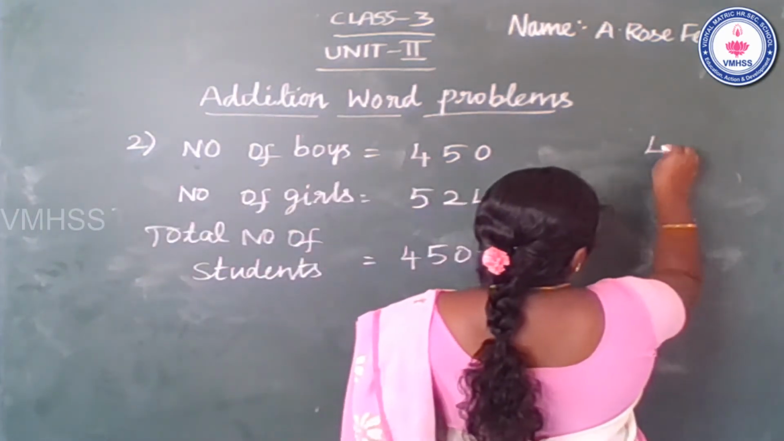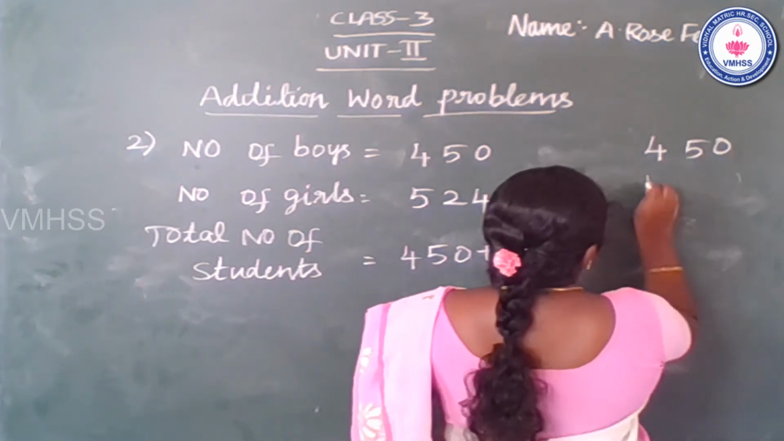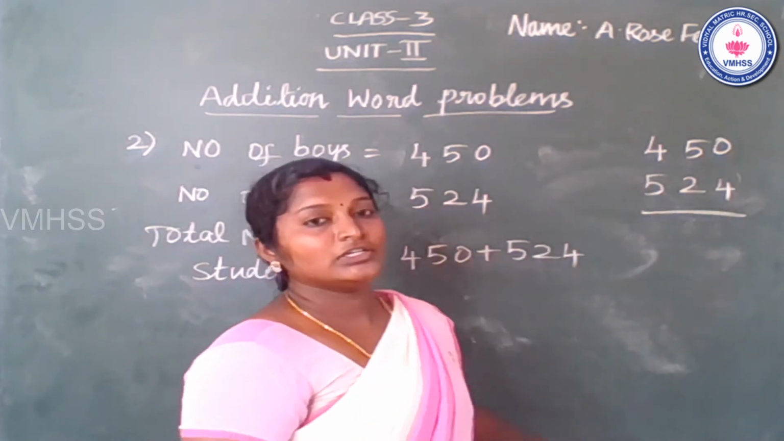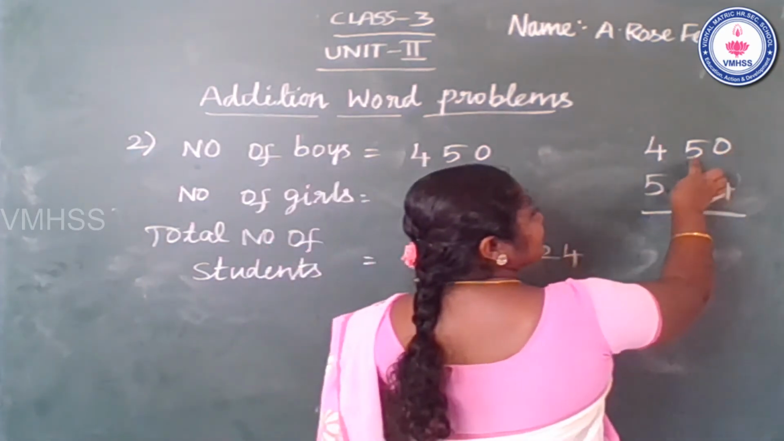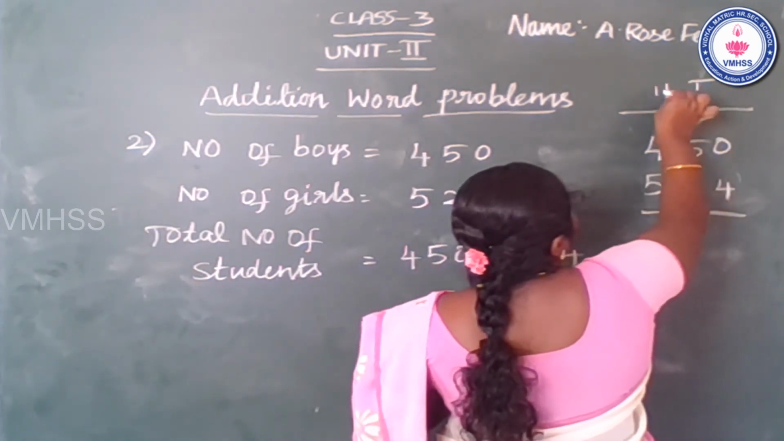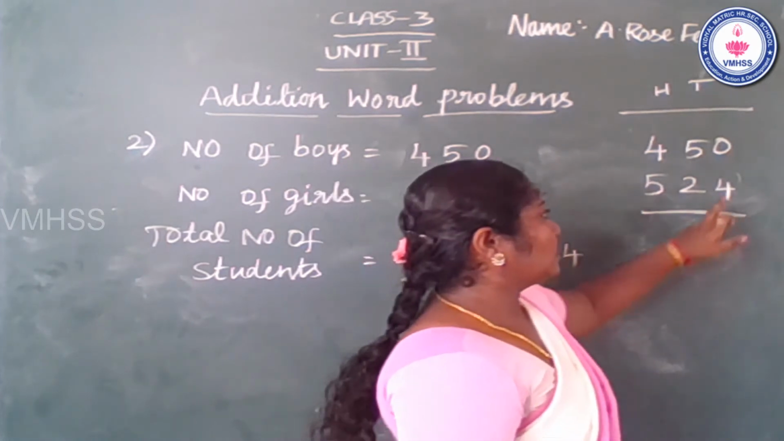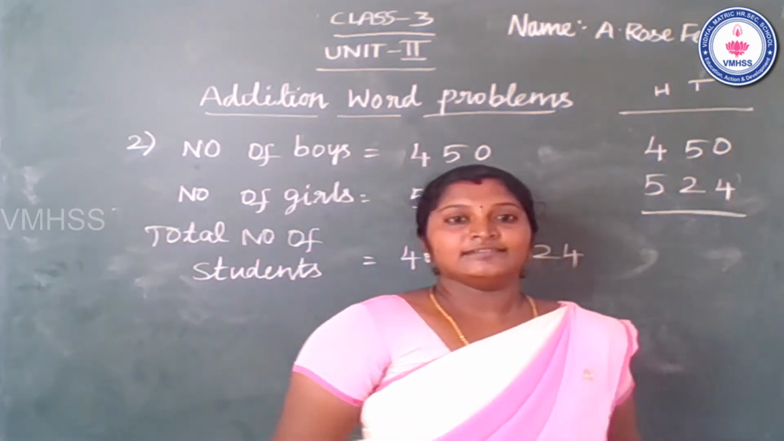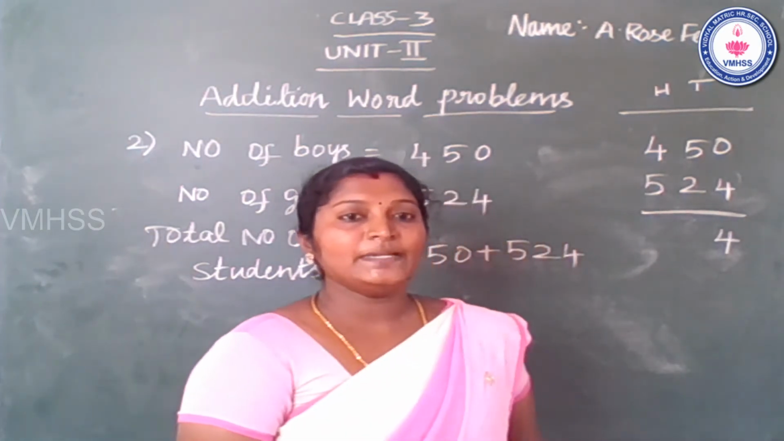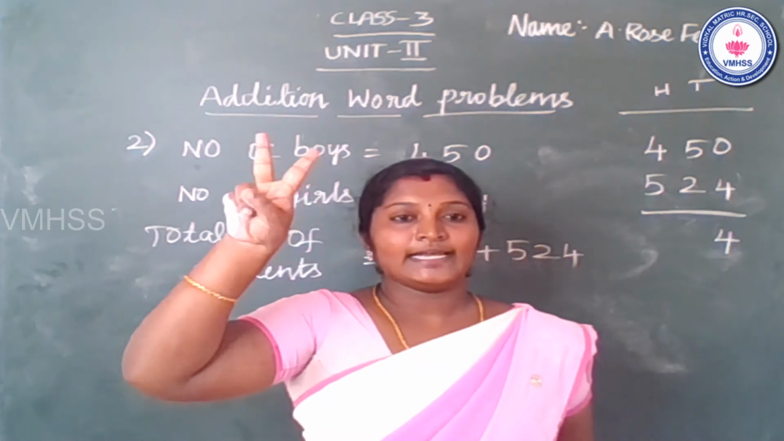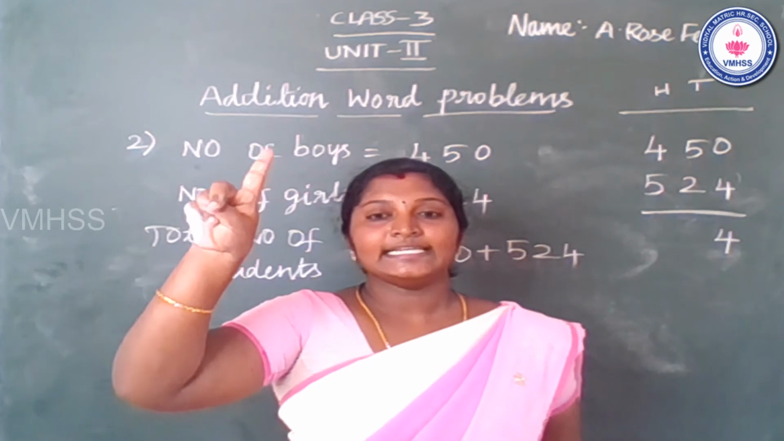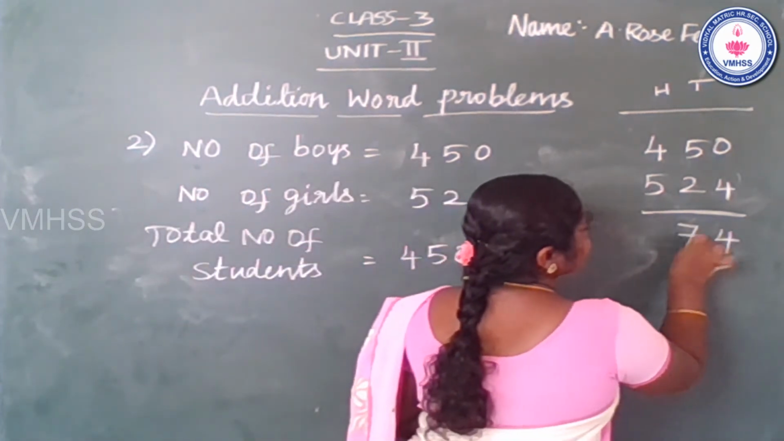Okay, students? So, 450, 524. Okay? So, how many digits? Very good. 3 digits. Ones, tens, 100. Okay? So, 0 plus 4. Very good. 4. Okay, 5 plus 2, 5 in the mind, rise up 2 fingers, 2 after, 5 after, 6, 7. So what is the answer?